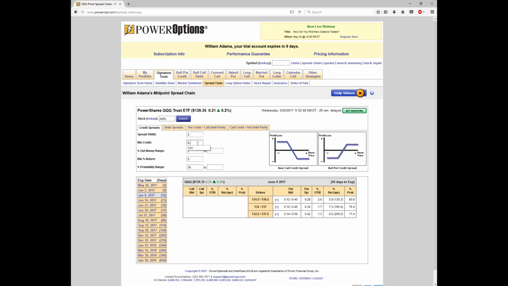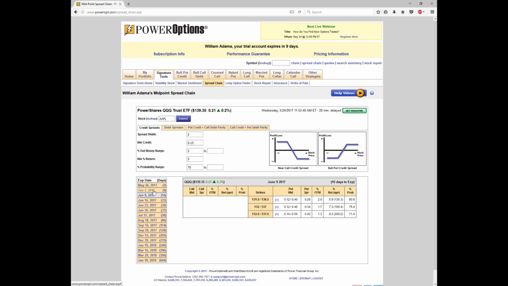I'm going to want a minimum net credit for my shorter term. Let's put in at least 15 cents. But I also want to be, we'll try at least 2% out of the money. Minimum 5% return on my 2-point spread. And let's say I want a probability of at least 75.